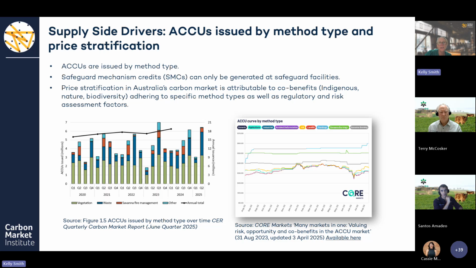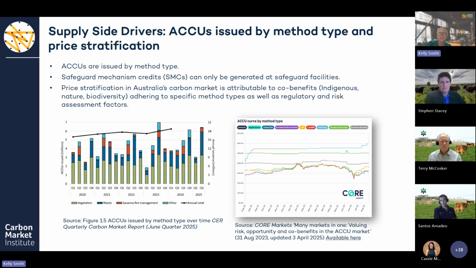Current concerns on the supply side of the market at the moment include how long it's taking for new methods to be developed and approved, and method sunsetting. The new interim proponent-led model for method development was introduced as a recommendation out of the Chubb review into ACCU integrity to try and speed up method development and approval, but in its current form, these changes don't seem to have really helped.